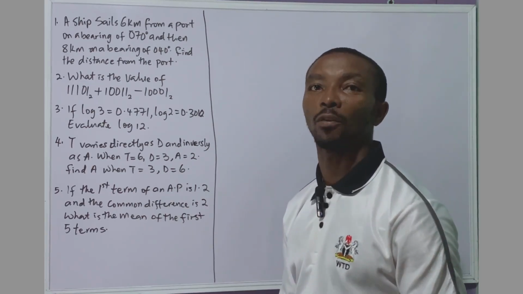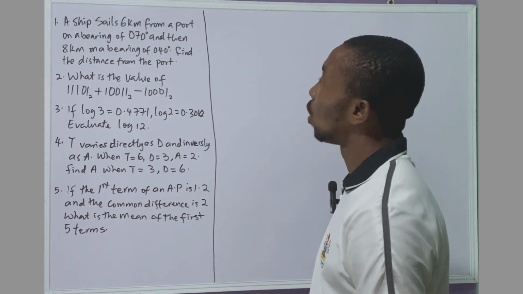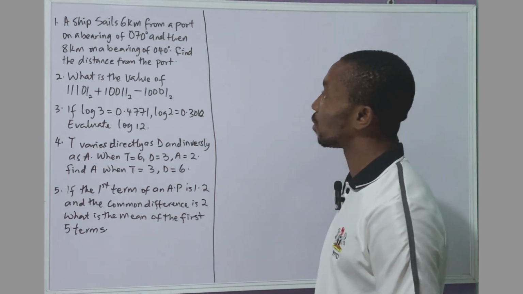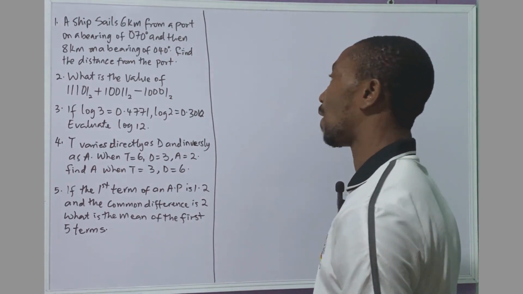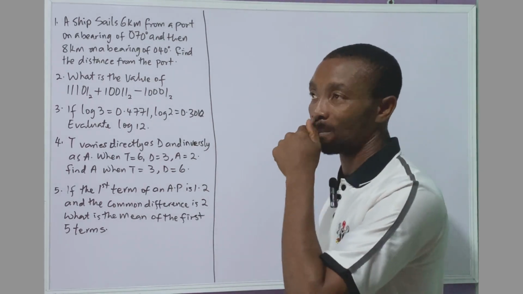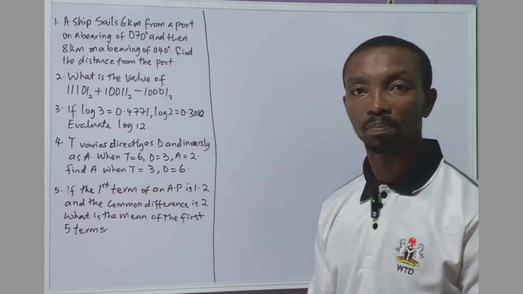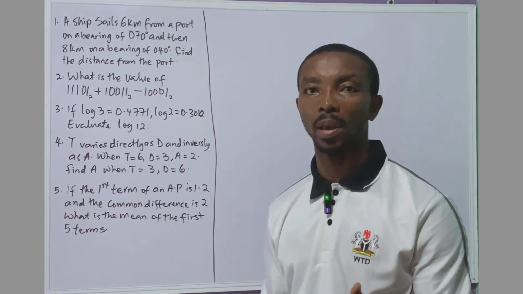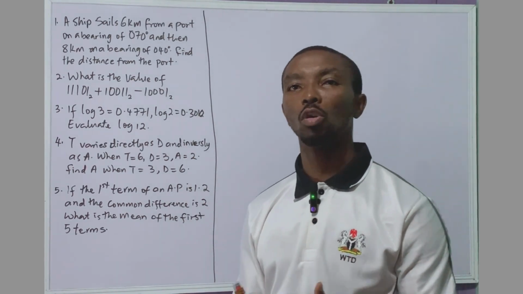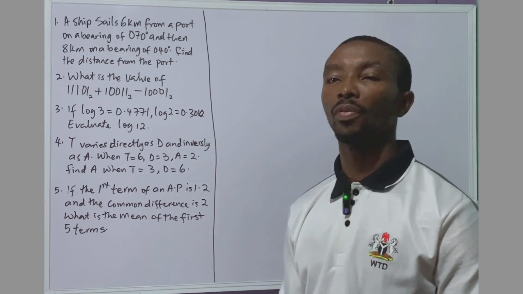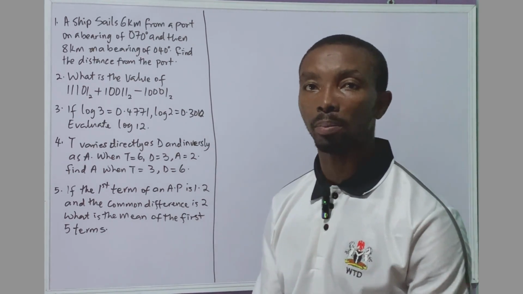Okay, our next question says, a ship sails 6 kilometers from a port on a bearing of 070 degrees and then 8 kilometers on a bearing of 040 degrees. Find the distance from the port. Now, the first question you have to ask yourself is, what type of bearing are we working on? There are two major types of bearing: the 3-digit bearing and the compass bearing. You should know how to differentiate and work with each type. For this, it's a 3-digit bearing.